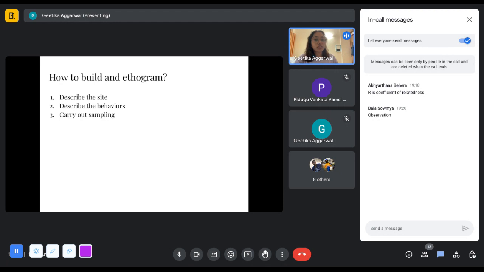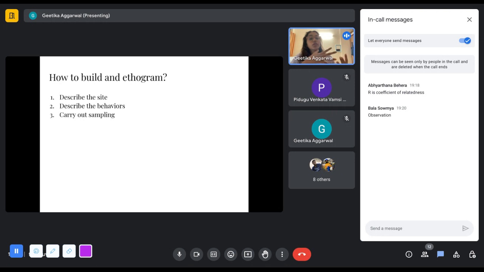If it is a continuous focal animal sampling, you will continuously write down what it is doing at all these different time points. You have this time interval, in that you will continuously write down. That will be a very, very detailed description of the behaviors of that particular animal. But one of the drawbacks is that it is very tiring. How long can you keep observing and noting down what is going on?